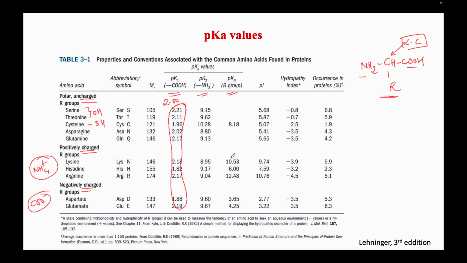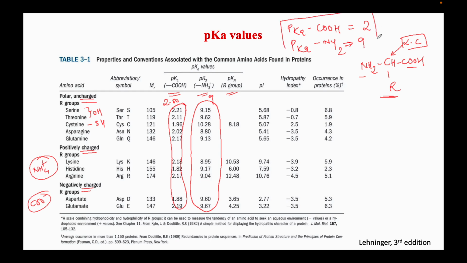Similarly, the pKa of the amino group, as you can see, can be approximately taken as 9. This is very easy to remember. The pKa of the carboxyl group can be taken as 2, whereas the pKa of the amino group can be taken as 9. This is very simple for us to remember.